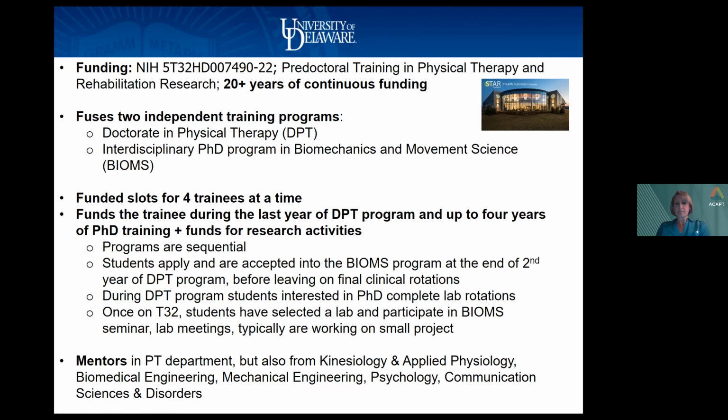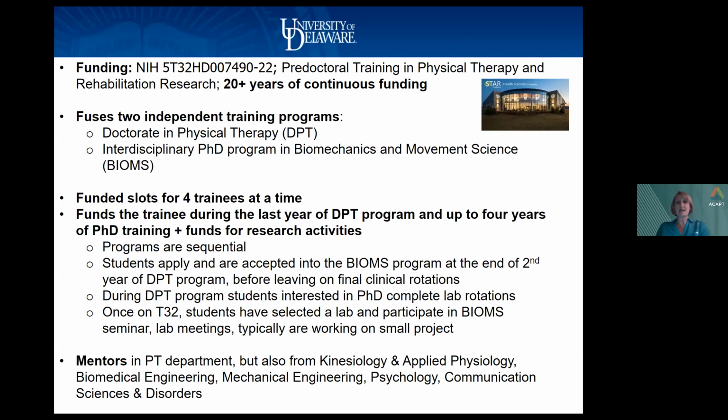And the training grant funds slots for 4 trainees at a time. And the trainee is funded during the last year of the DPT program, and then up to 4 years of PhD training, plus they're funded for research activities. The programs are actually sequential. So this is not a dual degree program.